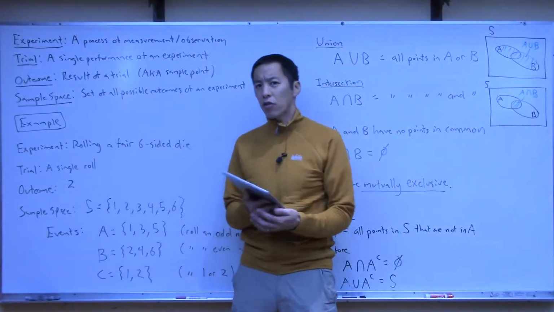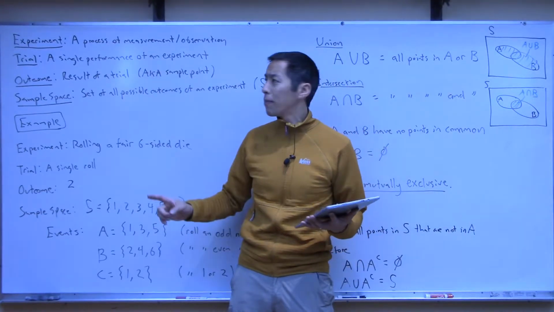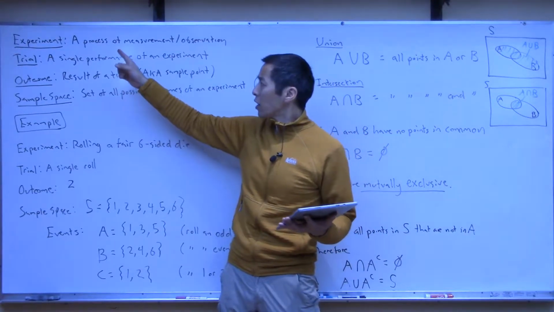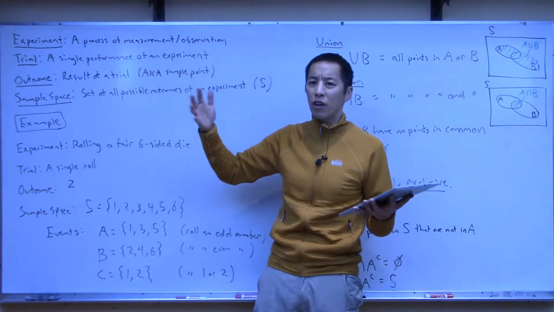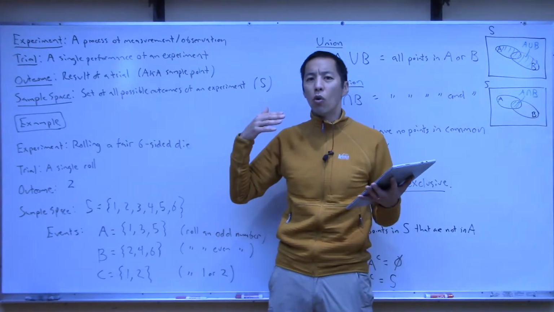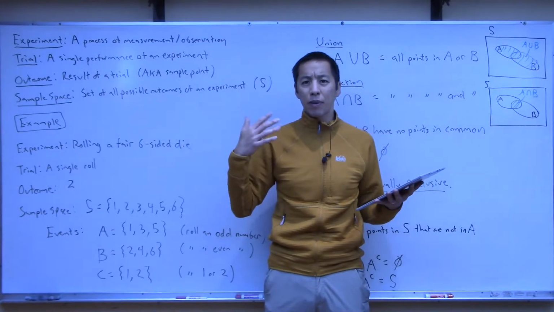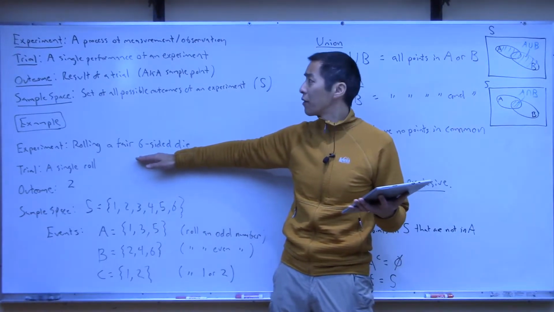All right, so now let's start working our way up to discussing probability. To get there, let's first talk a little bit about a couple of definitions. So let's talk about an experiment. An experiment is basically some process of measurement or observation. This could be something like you're doing in a factory, or as we're going to see later, it could be something as simple as rolling a fair 6-sided die, okay?